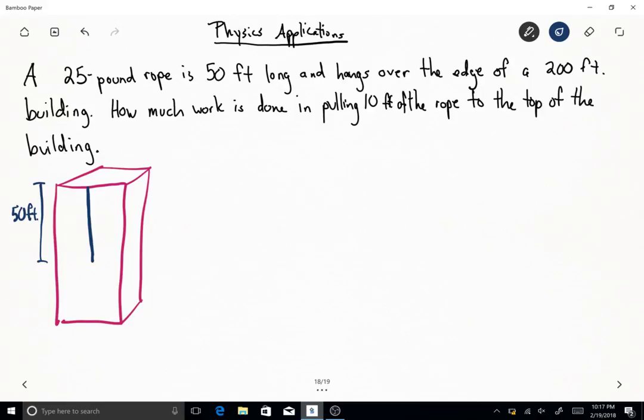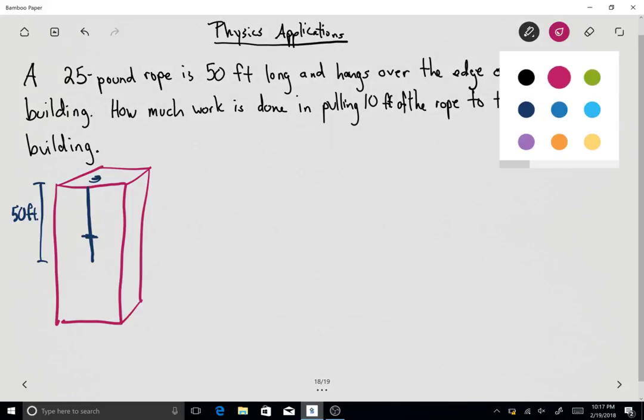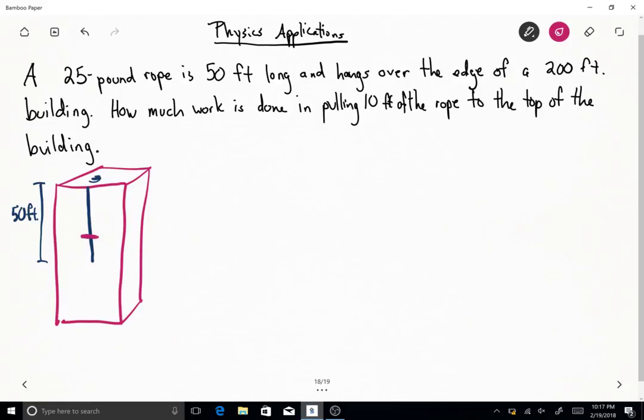Think about it: as you're pulling more of the rope up and more of it appears on top of the building, this stuff will start to coil around, and so the rope gets lighter. So the amount of work being done on one part of the rope versus another is going to be different. So what we do is break this thing up into a whole bunch of little intervals. Actually, let me use a different color. We break it up into some small interval, which we'll call delta x for now.